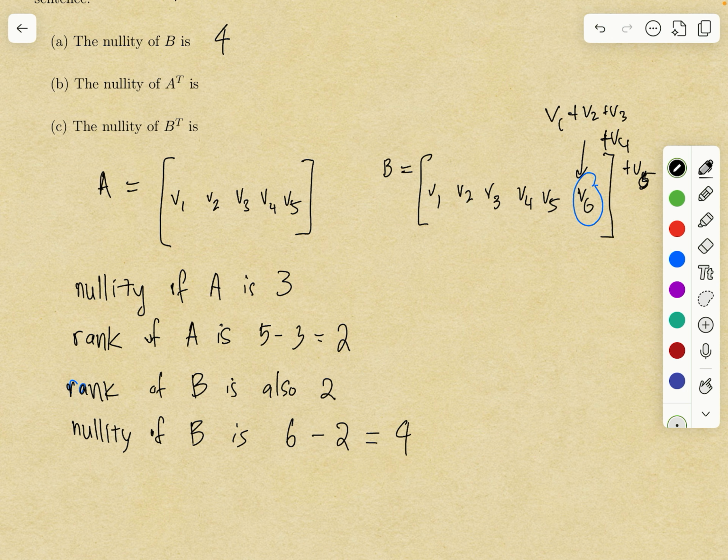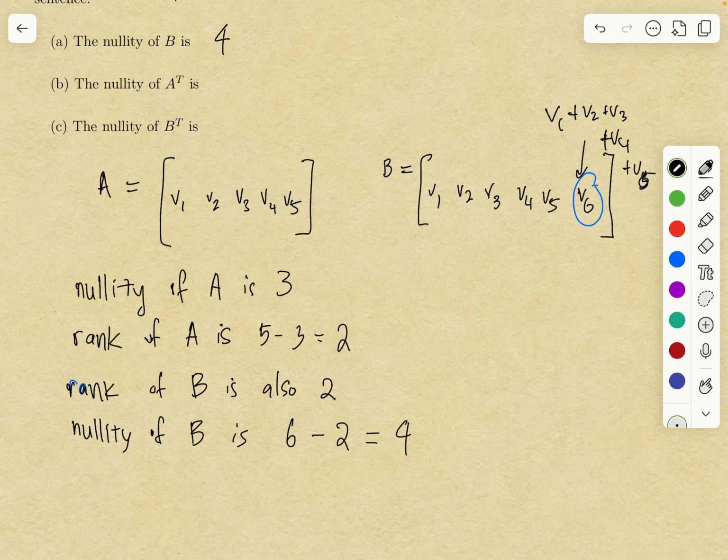I think the most difficult part of this is understanding why the rank of B is the same as the rank of A. But this is an important thing to understand conceptually, right? You look at the span of the 5 vectors, V1 through V5. That's some space, okay? And if you throw in V6, if V6 is in the span of those 5 vectors, then the span didn't get any bigger. So the dimension of the space is the same.